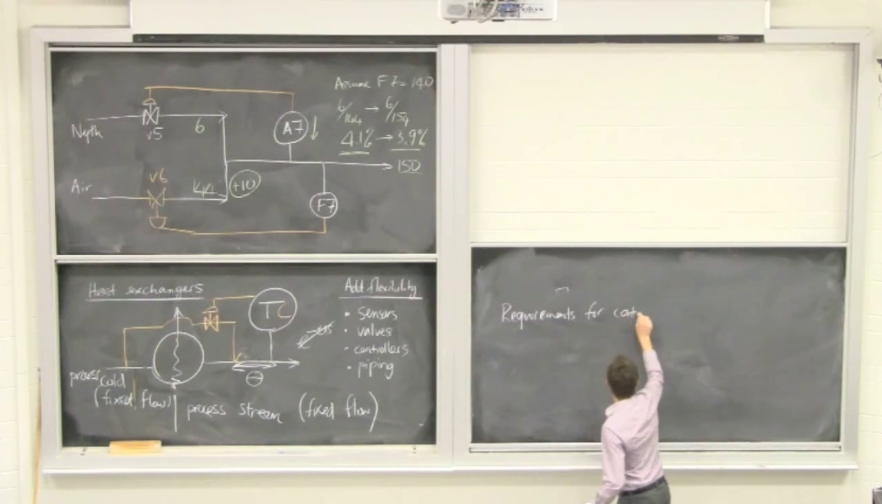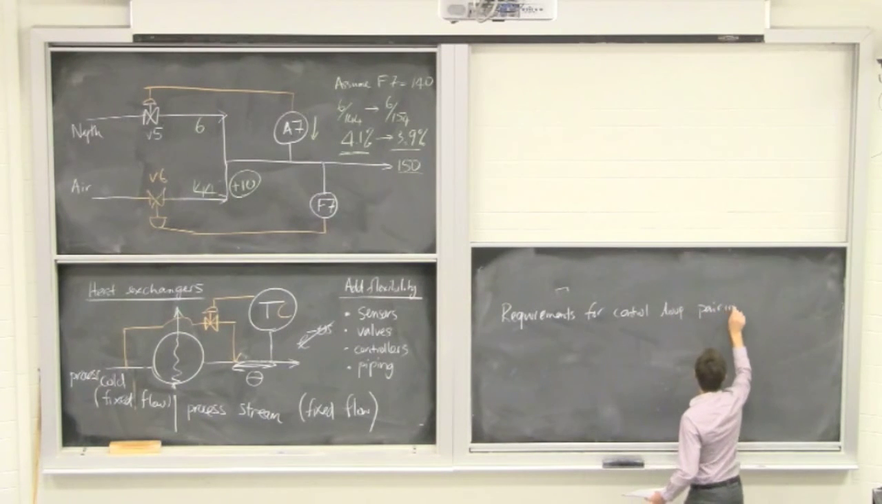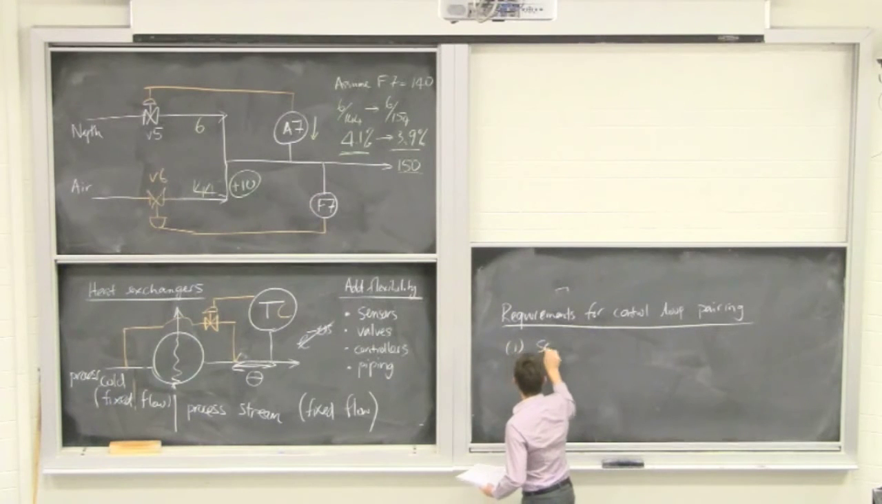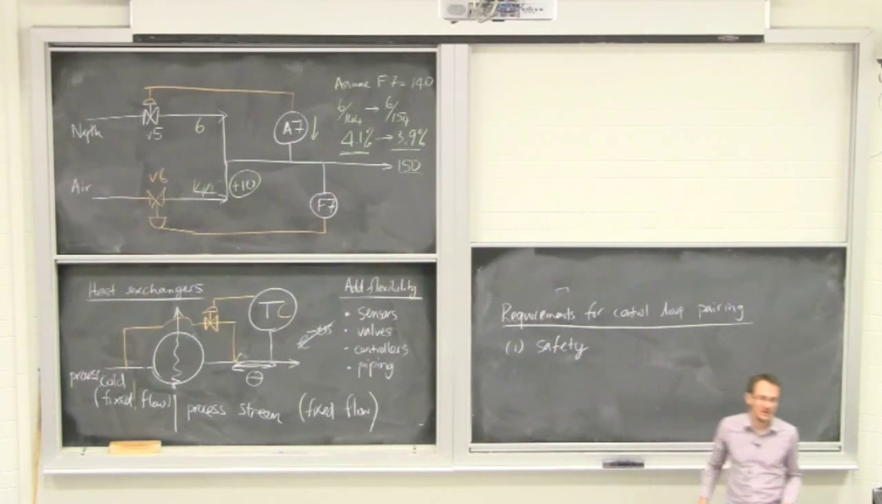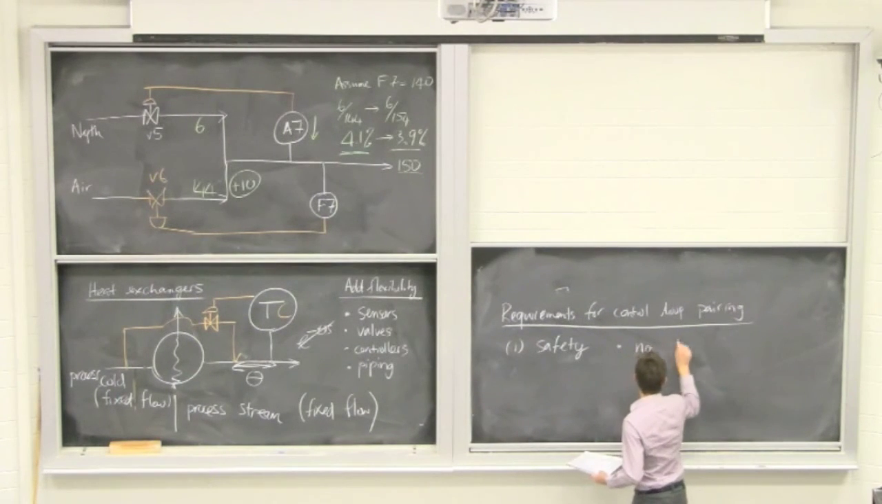For control loop pairing, there's several elements we look for, and first is safety. You want a safe pairing, and the first way to enforce safety is, well, firstly, no positive feedback.